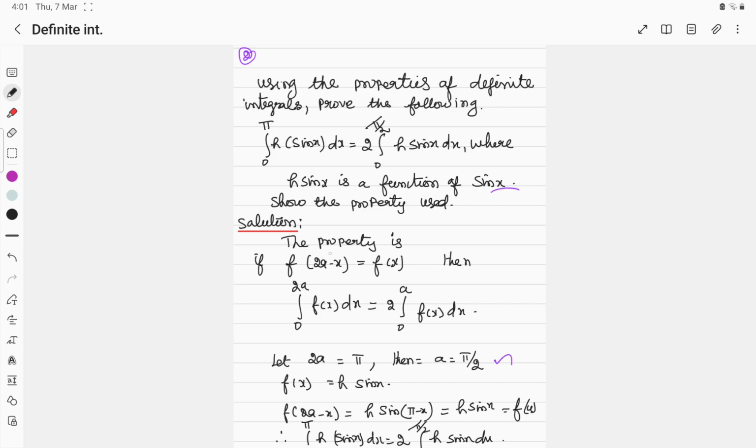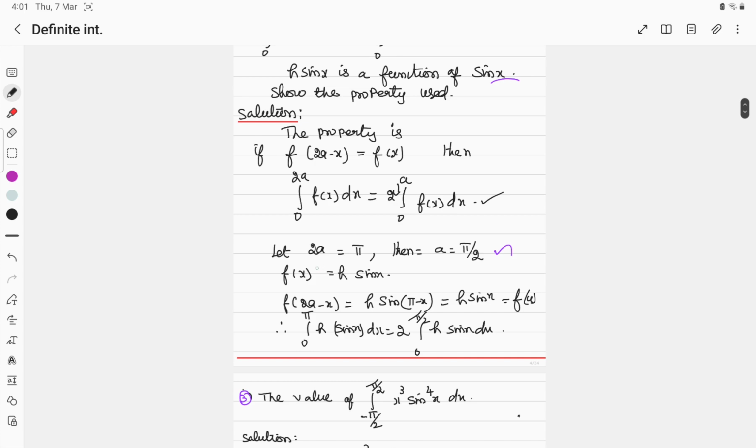Here the property is, if f of 2a minus x is f of x, then 0 to 2a f of x dx is equal to 2 into 0 to a f of x dx. So 2a we can split as 2 into a. 2 into 0 to a f of x dx. Here 2a is equal to pi. Then a is equal to pi by 2.